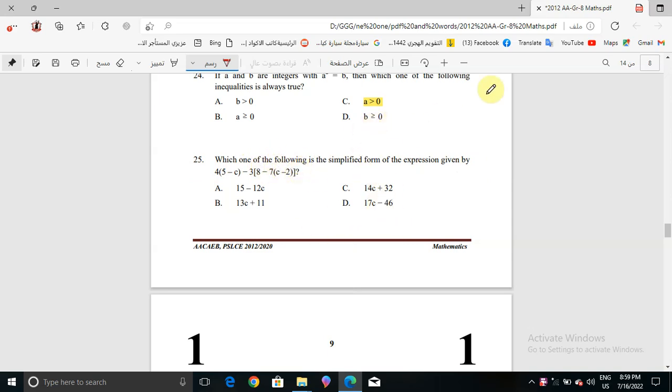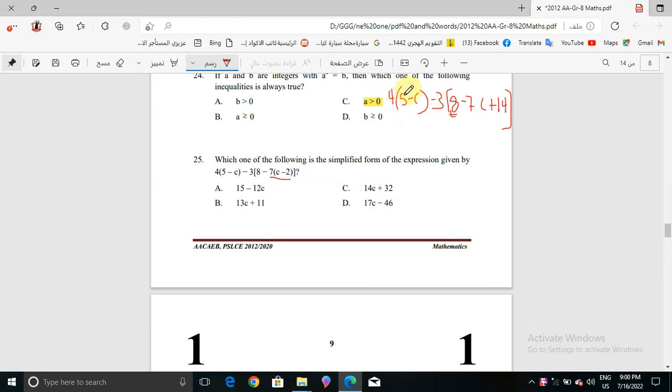Okay, now let's solve it together here. First of all, we will solve the bracket which is inside the bracket. That means 4 times (5 minus c) minus 3 times (8 minus 7c plus 14), right?